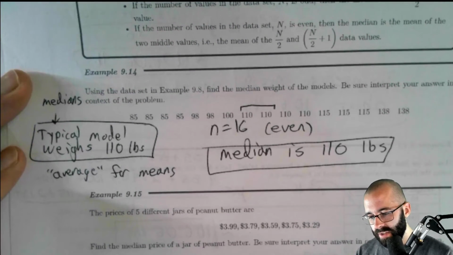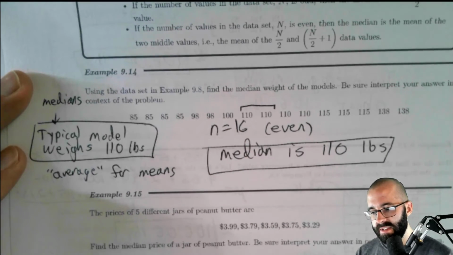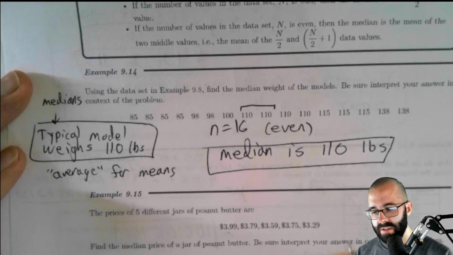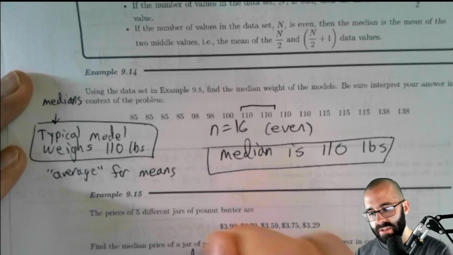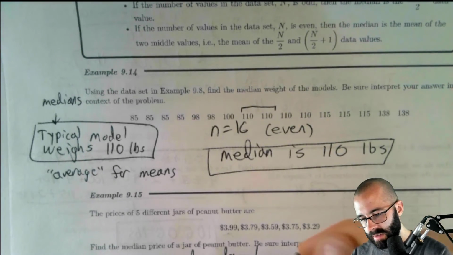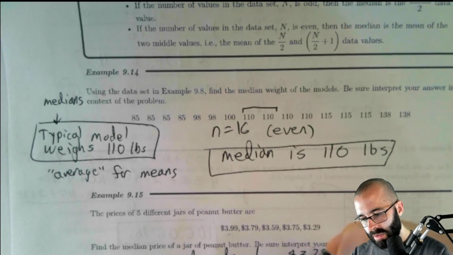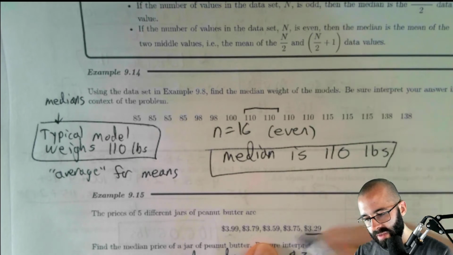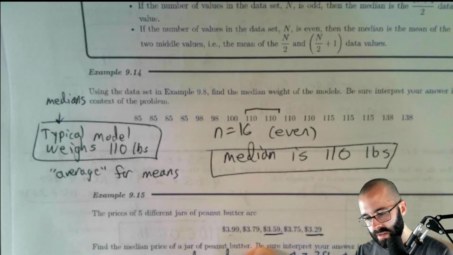Okay, so step 1, list the data in order from smallest to largest. Are these ordered? No. Well, maybe they are. Nope, they're not. We need to order these. So order the data first. What's the smallest one? 329 is the smallest. What's next? 359. And then 375.